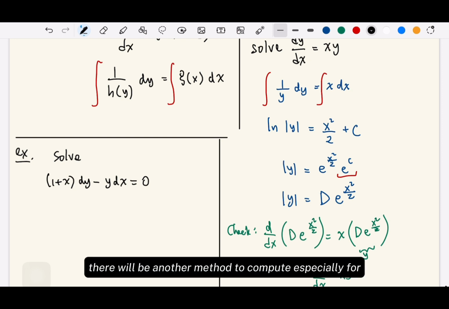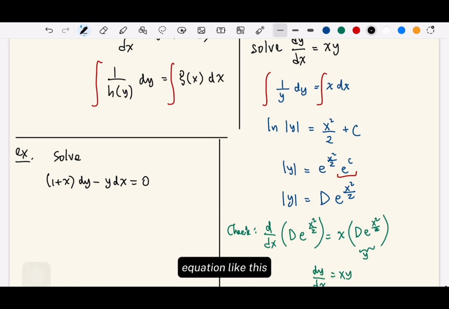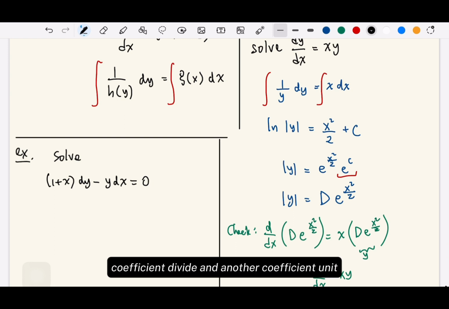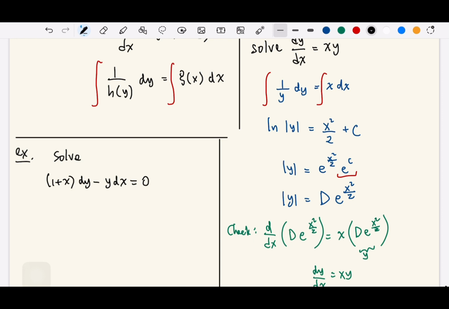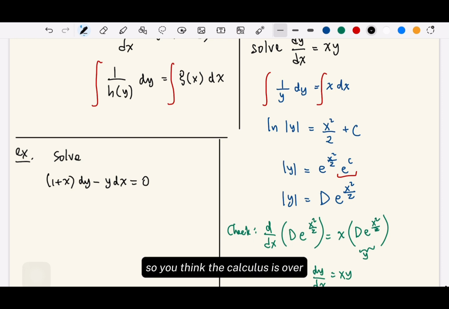There will be another method to compute, especially for equations like this. So you can imagine this is a coefficient of dy and another coefficient of dx. There will be another method for this one as well in the future. But let's stick to separable equations for a while, just so we can review a little bit of calculus. If you think the calculus is over, it's not over. And I think in other courses as well, you're going to use at least some simple techniques from calculus.